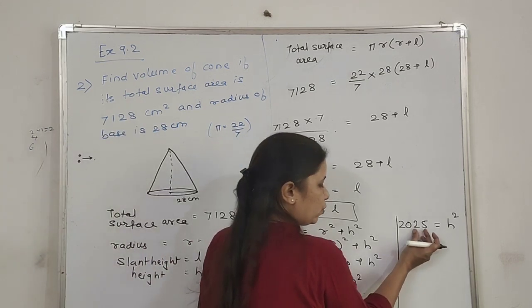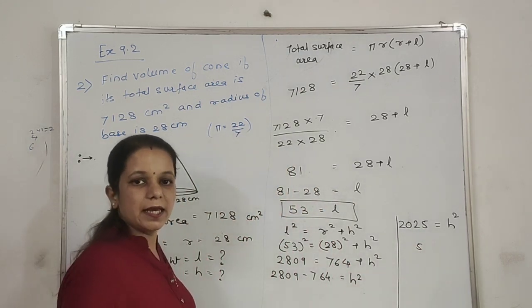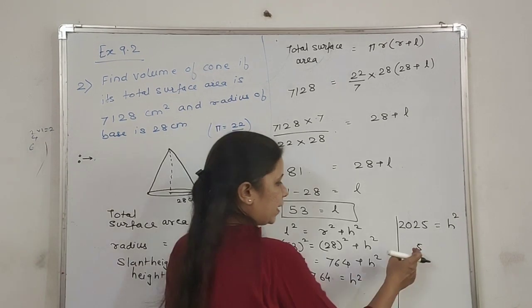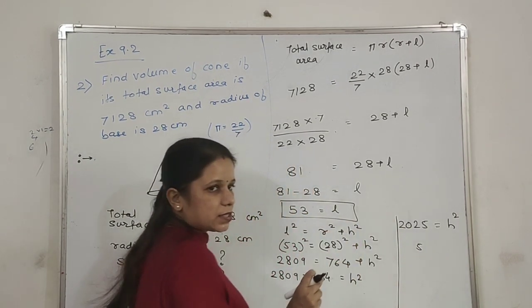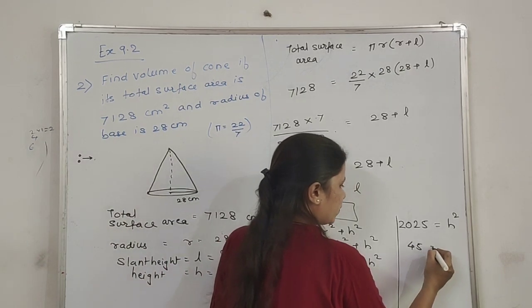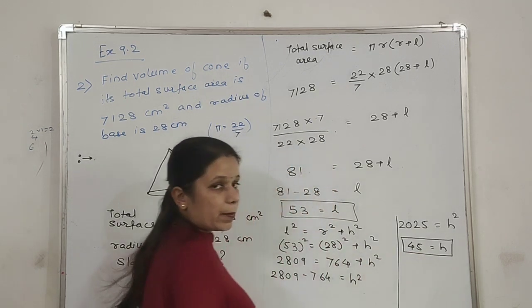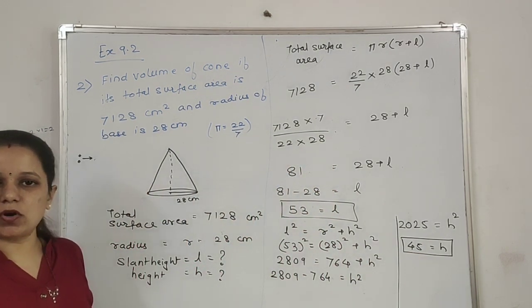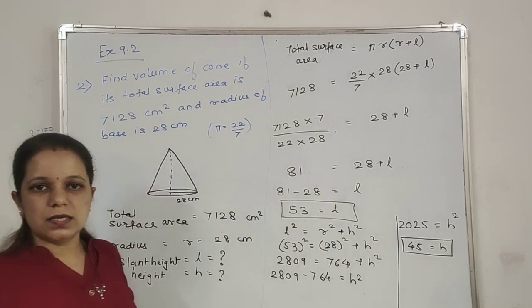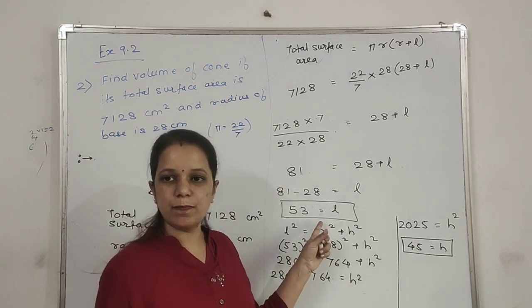So now the end two digits are 25, so it is going to be the square of 5. Any number that is ending with 5, you either check for 30 or you go for 40, and after you perform it, it is 45. So now the perpendicular height of the cone we have got as 45. Slant height of the cone we have got as 53.